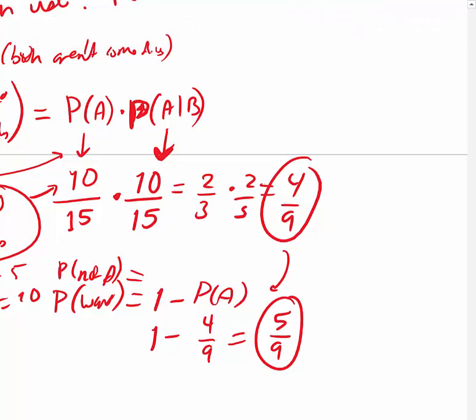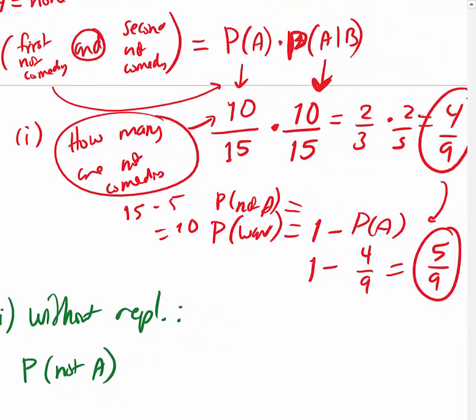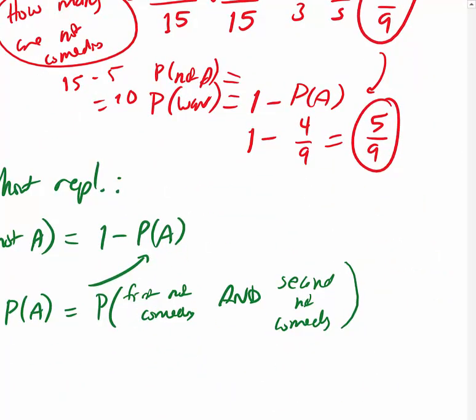Okay. Now let's try one more part where it's without replacement. So part 2, it's a similar thing. I'm going to say without replacement, the probability of neither being a comedy, in other words, at least one's a comedy, we're going to use the same formula. But let's first calculate this guy, the opposite of what we want, which is the probability that the first is not a comedy and the second is not a comedy. And then we're going to use that same formula, the probability of A times the probability of B given that A.